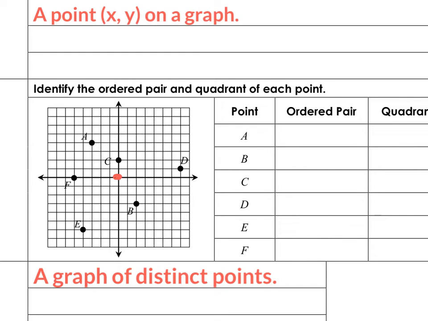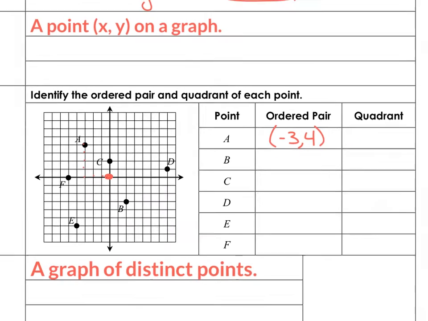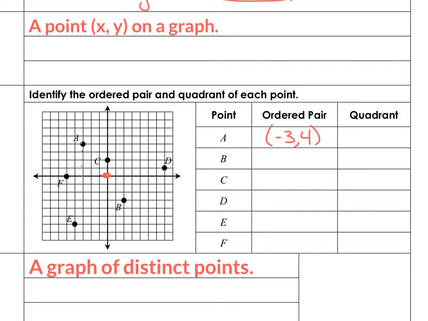So first off, on the x-axis, 1, 2, 3, so it goes left 3, that's negative 3 for point A. And then you go up 1, 2, 3, 4. So (-3, 4). It was negative 3 because we went left 3. It was positive 4 because we went up 4. And if you compare it to the graph that we just put up above, that is in quadrant 2.